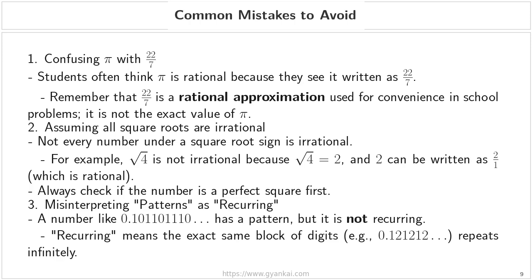Now, before we wrap up today's lesson with our final summary, I want to pause and address some common pitfalls. Even the best students often fall into these 3 traps when identifying irrational numbers, so please pay close attention here. Keep these distinctions in mind as we move into our final key takeaways.